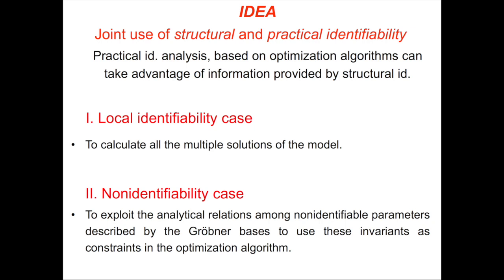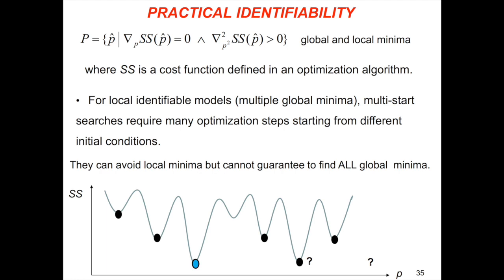The idea was to combine structural with practical identifiability to take advantage of both results. In particular, in the local identifiability case, by combining these two methods, we are able to calculate all the multiple numerical solutions of the parameters. In the case of non-identifiable models, we can use the analytical relations between the non-identifiable parameters as constraints in the parameter estimation.